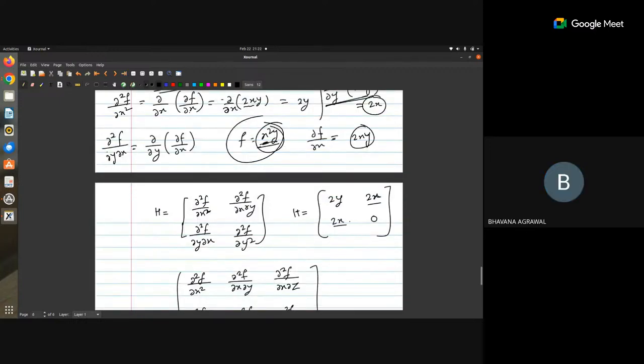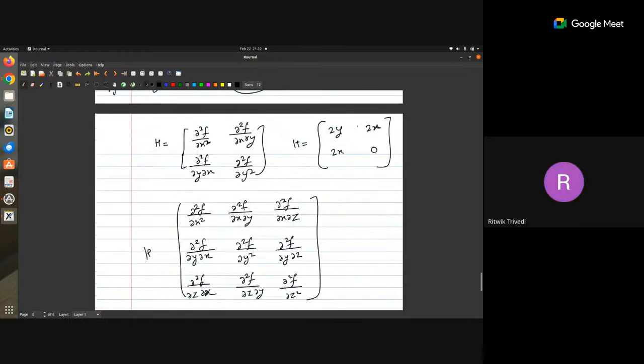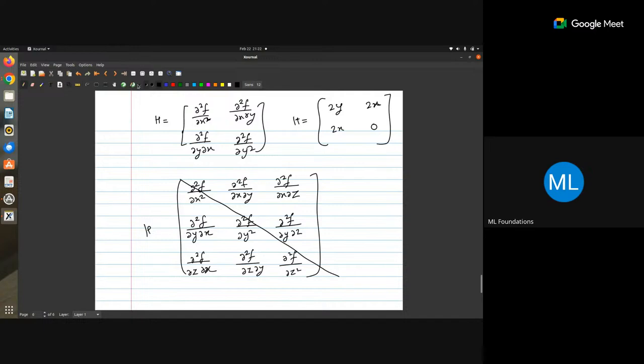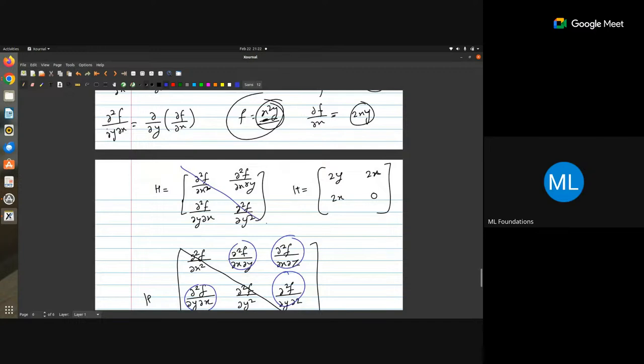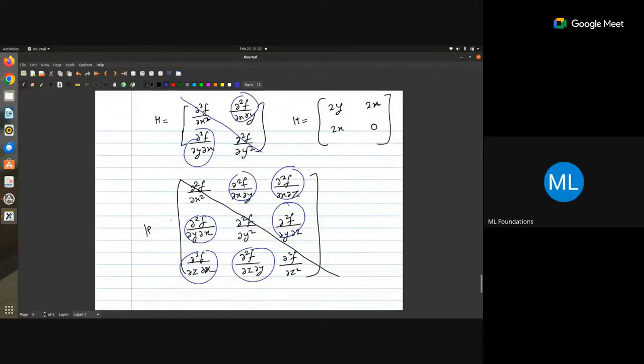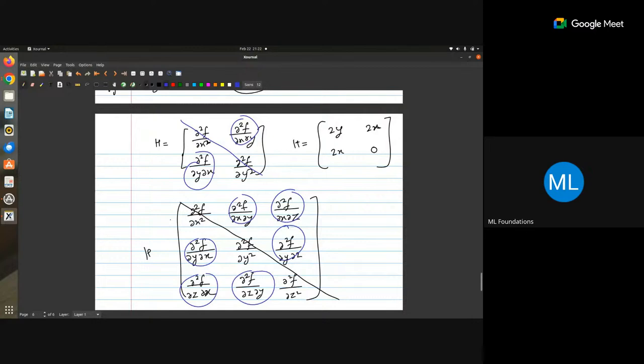So it is called a symmetric matrix, because a symmetric matrix is one whose values opposite to the diagonal are the same. Okay, this is my diagonal. This value is same, and this value is same. If this is the diagonal, the mirror images are the same. Understand? This is the Hessian matrix. A Hessian matrix is always a symmetric matrix. Done?